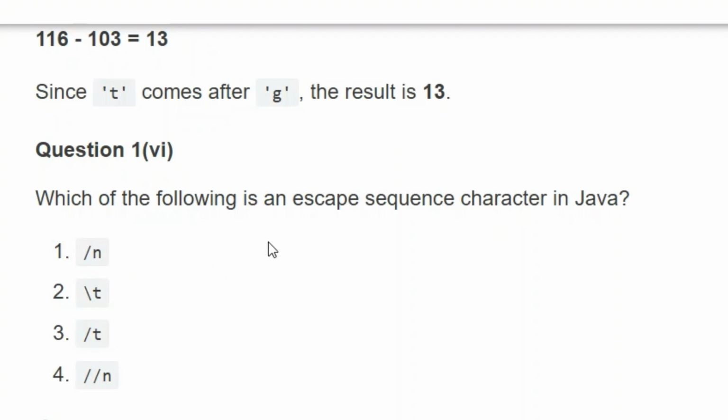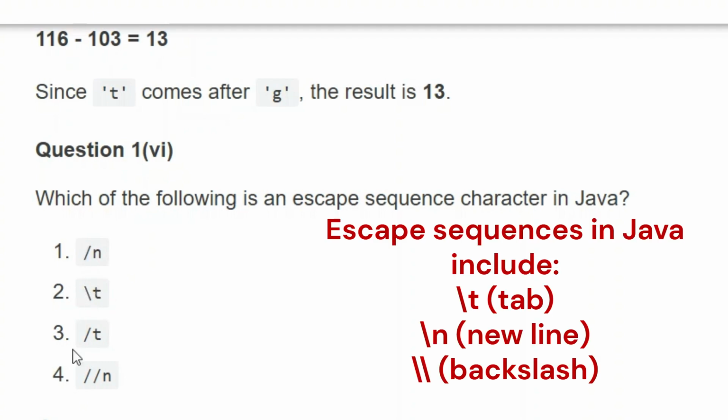Question 6. Which of the following is an escape sequence character in Java? Answer. Escape sequences in Java include \t, tab, and \n, new line. Correct answer. Option 2, \t.